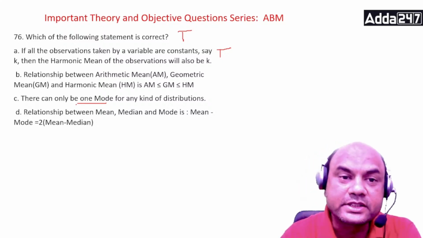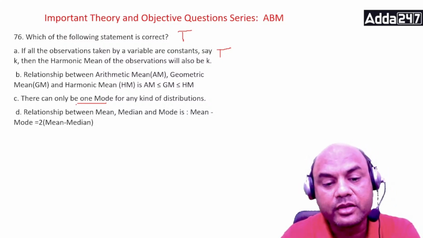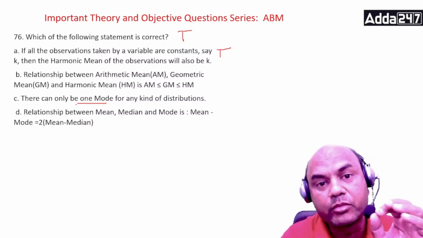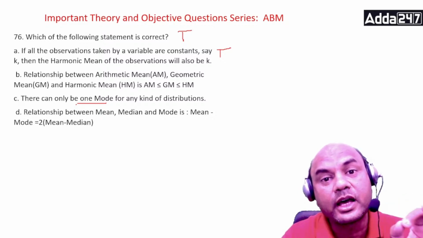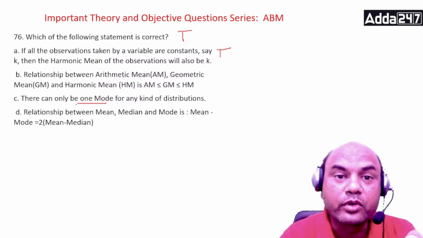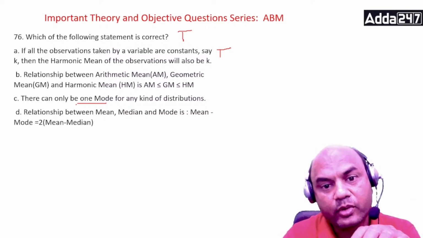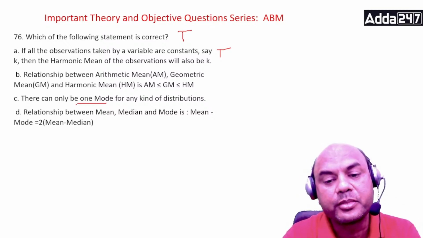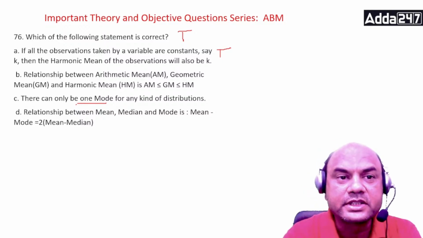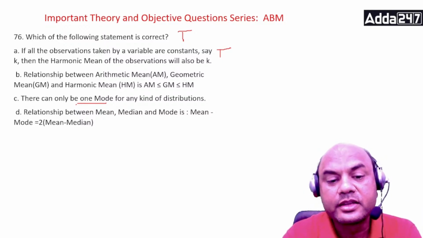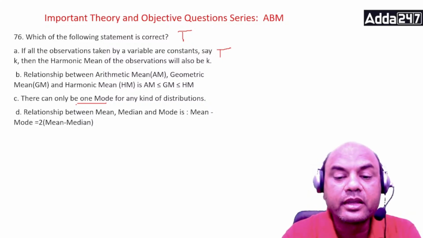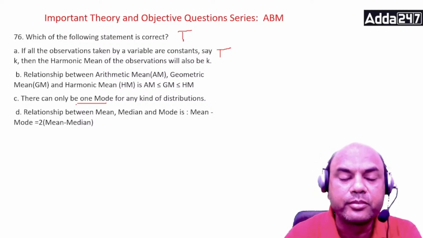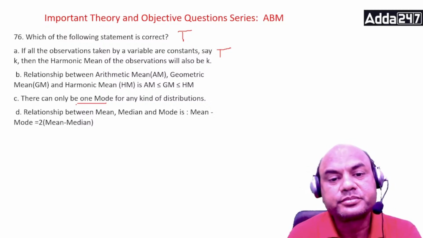It is also the reciprocal of the arithmetic mean of the reciprocals of the observations, means ROR it's called. Harmonic mean is always called ROR. ROR means what? Reciprocal of reciprocals. So that is actually harmonic mean. So if all the observations are constant, that is k, then the harmonic mean of the observations will also be k.